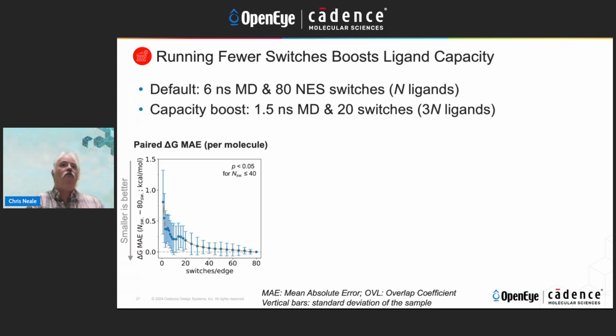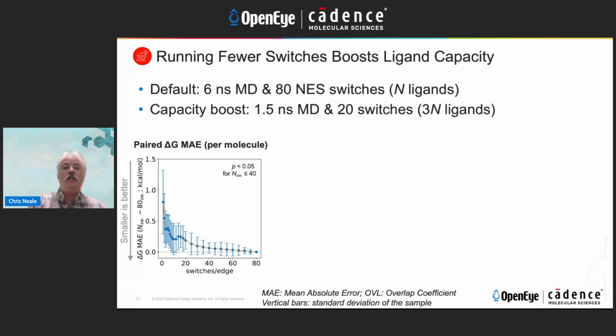I can then recalculate, what if we only ran the first half of the MD and the first half of the switches, or the first quarter? And I did that for a variety of switches per edge, all being less than 80. And that's what I'm showing on the left-hand side. This is a delta mean absolute error. So it's the mean absolute error for running a specified number of switches per edge minus the mean absolute error with 80 switches per edge. So that's why the point at 80 here is 0.